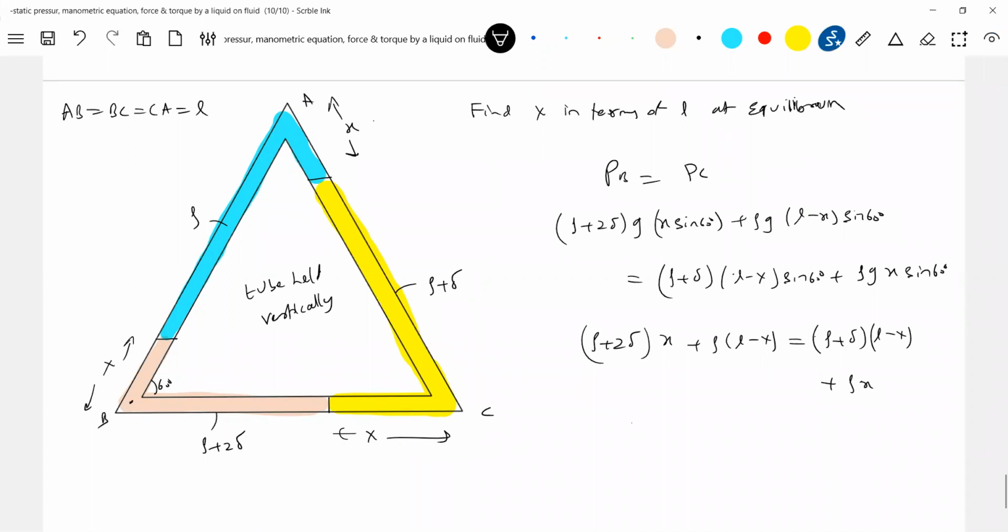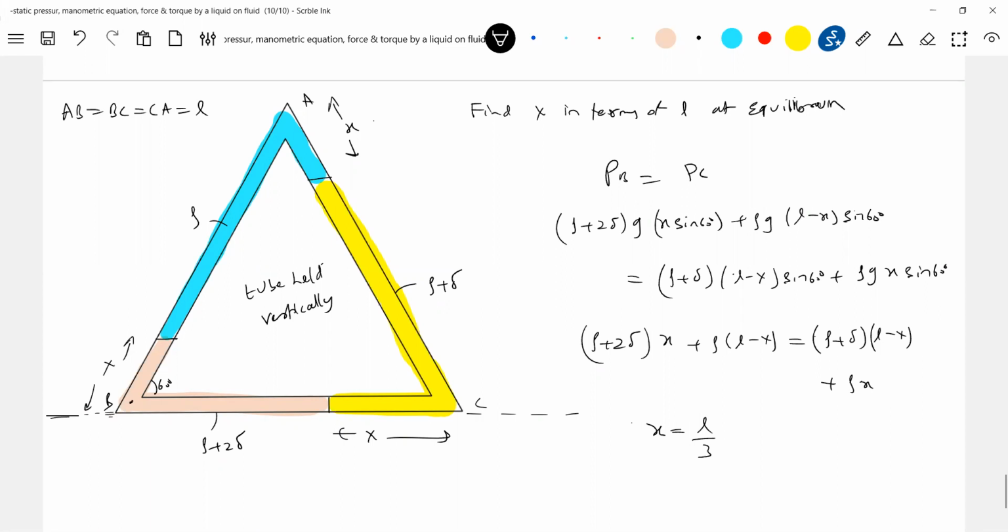Anybody got the value? X is L by 3. X equal to L by 3. It's a very famous device. Of course, we are not learning how to use that one. I just gave one small basic diagram. This will be the best, easier method, no?